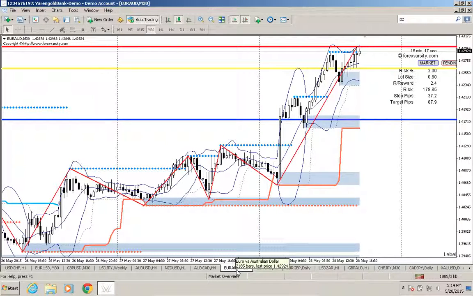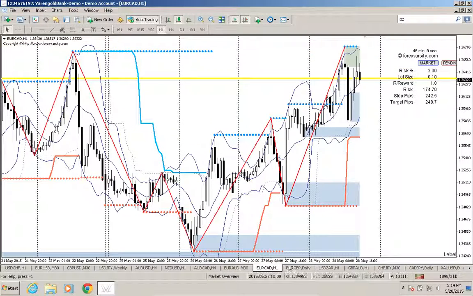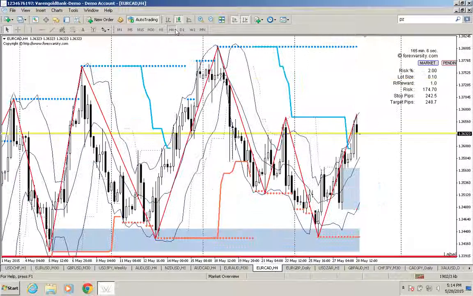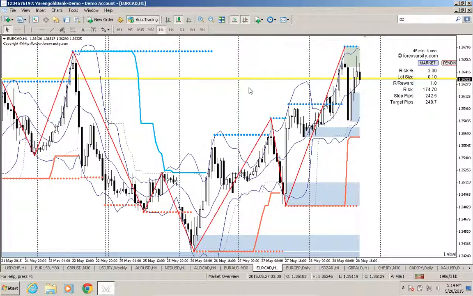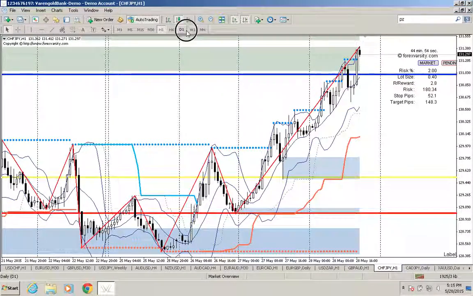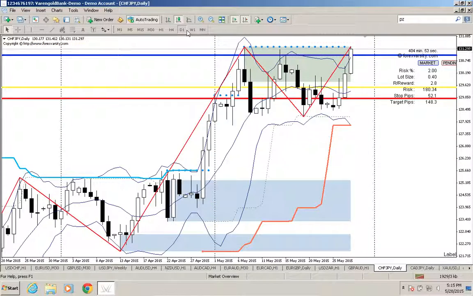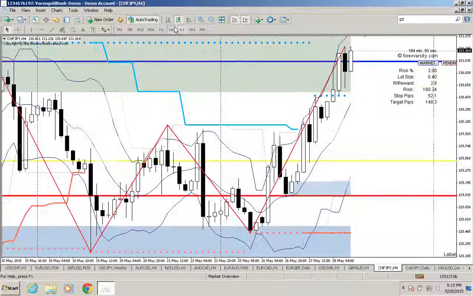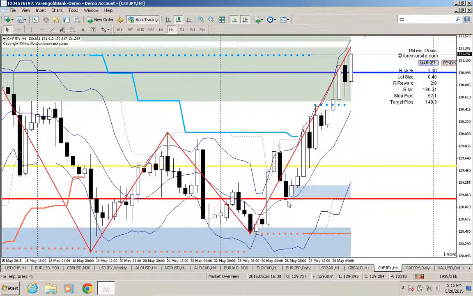That is something I use a lot. It happened on the euro Australian dollar. It's been happening a lot lately as price has been ranging. But for example, let's go to the euro CAD. Let me just go through all my charts and see where we get a great example. Yeah, everything has already made the highs.